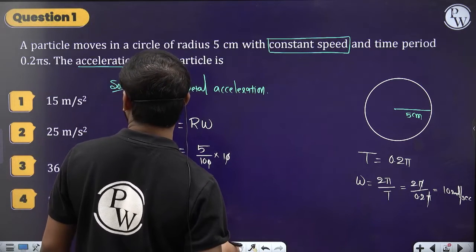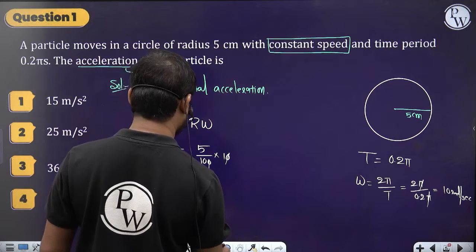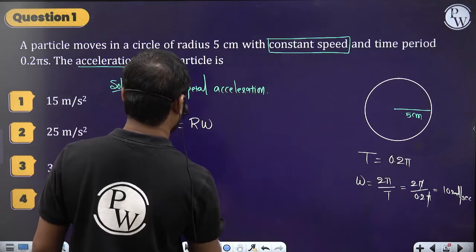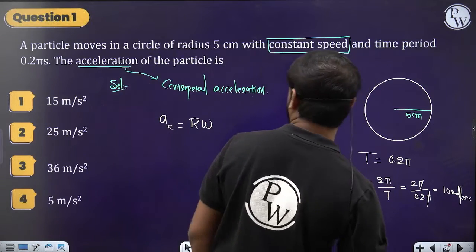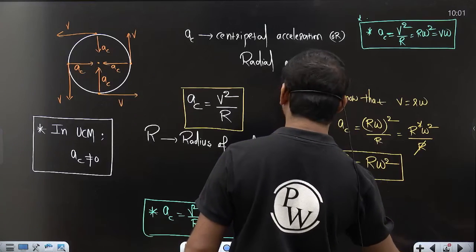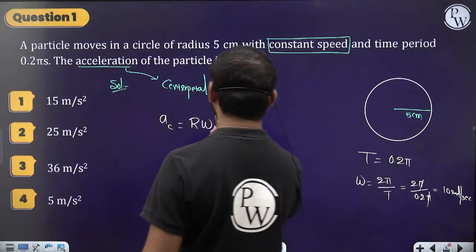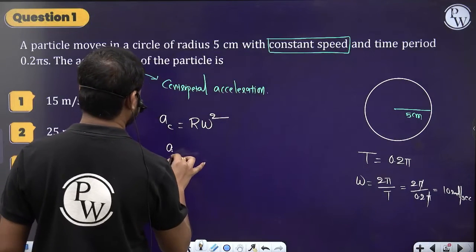AC is equal to R omega, acceleration only, right? Omega is what? Omega is equal to 2 pi by T. Sorry, R omega square, my bad. Yeah, sorry. AC is equal to R omega square.